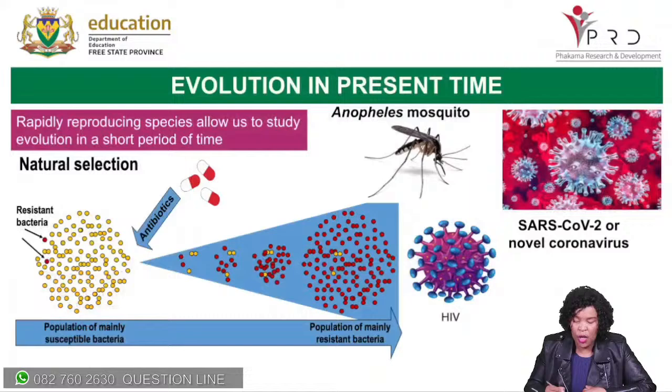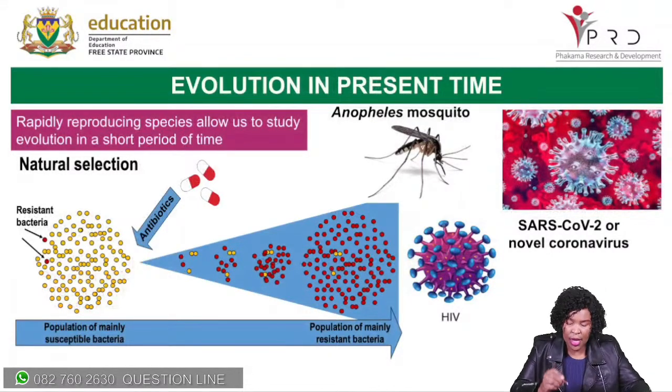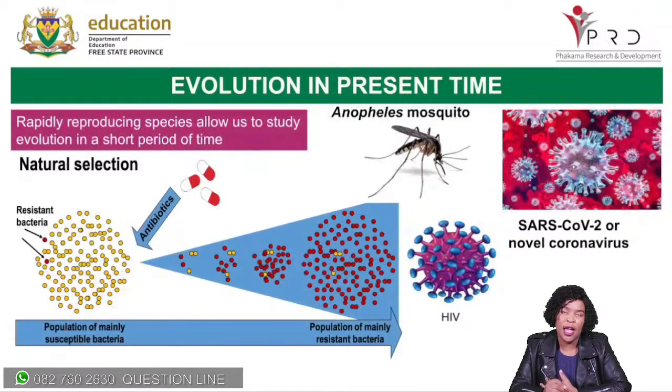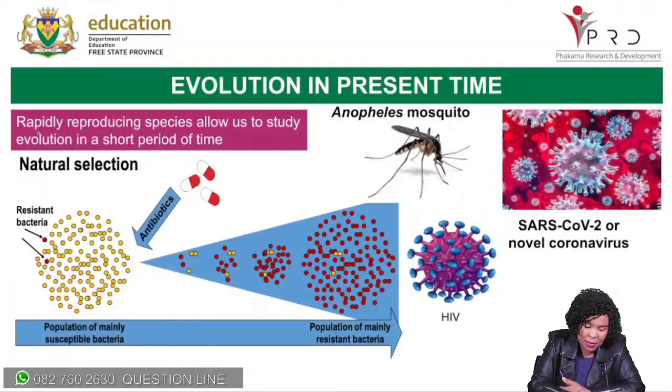So we want to move to the last part. Now, the last part of evolution by natural selection would be evolution in present time. Remember, the term evolution means, in the simplest form, change. And it does not mean that while we are still living here, evolution is not taking place. Evolution is still taking place. And we can see that more in organisms that are rapidly reproducing, and those can be your bacteria and viruses.